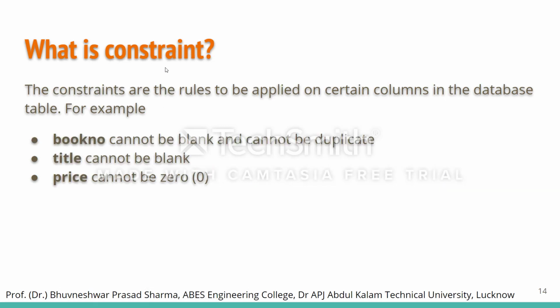Now here comes the point: what is a constraint? Constraints are basically rules to be applied on certain columns in the database table. For example, for the book number, it cannot be blank and it cannot be duplicate. In a library, every book has a unique code, and whenever we put in some data, every book has to be assigned a unique number. So the book number cannot be null, cannot be blank, and cannot be duplicate. Title cannot be blank. Price should not be 0, or it should be more than 0, or whatever conditions we want to apply. We call these constraints or rules.